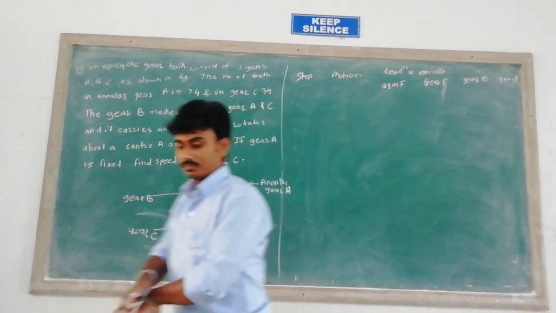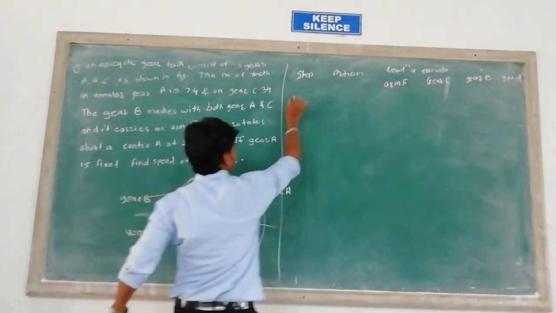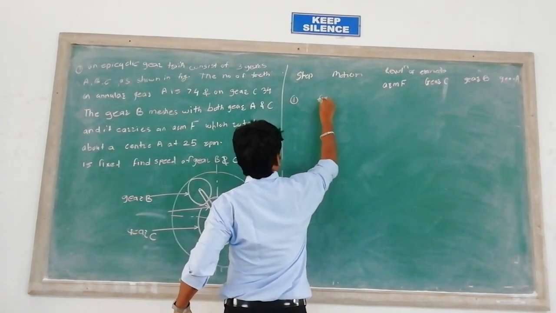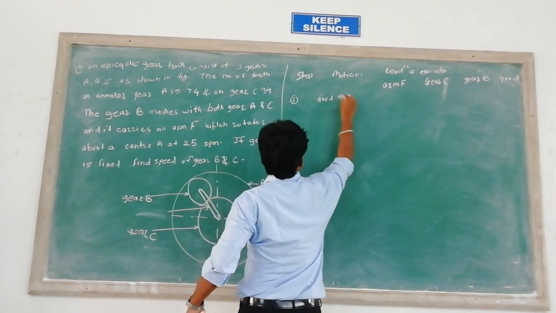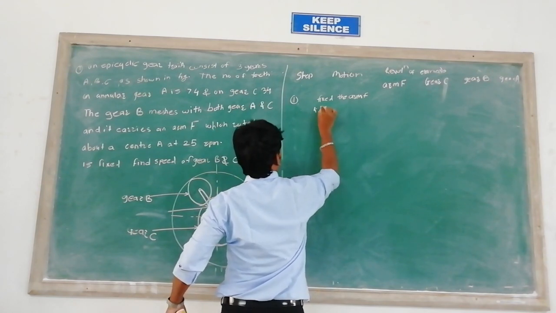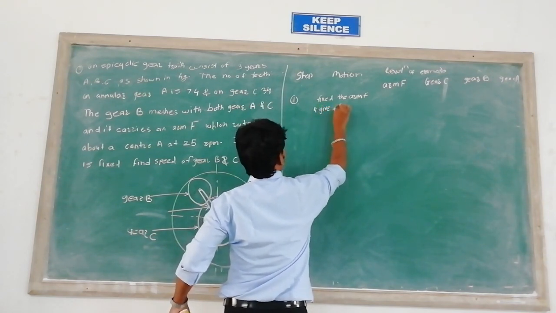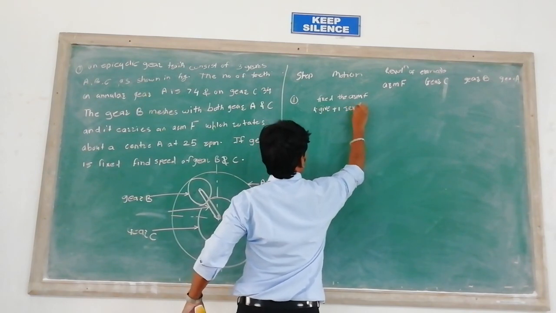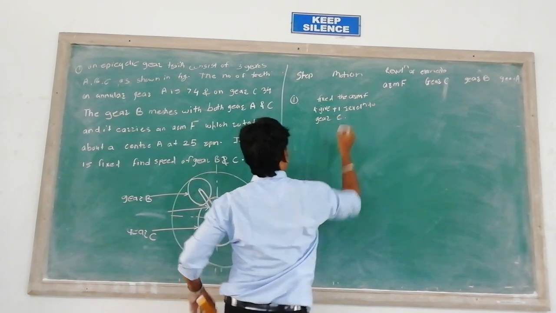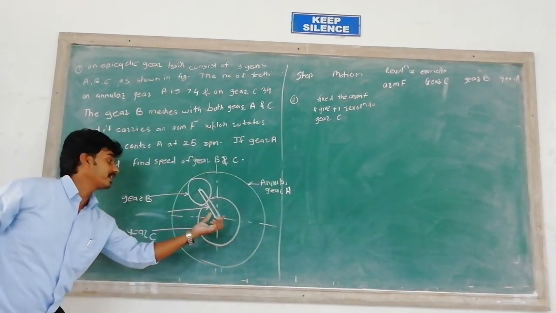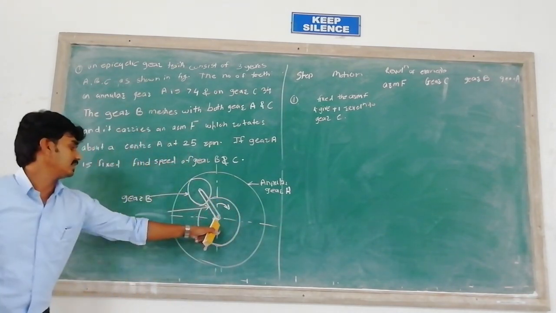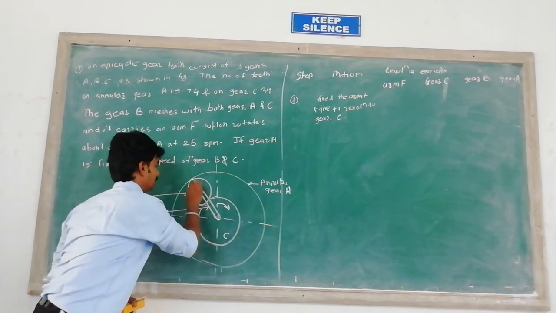Okay. So our first step is: fix the arm F and give plus 1 revolution to gear C. We will mark this arm as fixed and give 1 revolution to gear C. Here I write C, this is gear B.